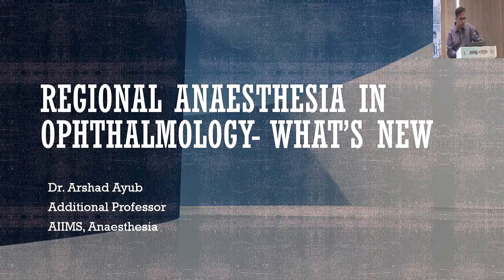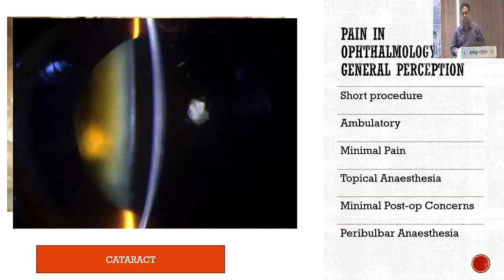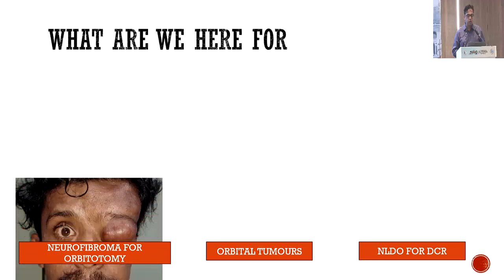So initially when I joined the RP center around 7 years back, my perception was ophthalmology is all about cataracts, which is a short procedure, which is ambulatory, which has got minimal pain and can be done under topical anesthesia or peribulbar anesthesia. Then I got a shock that no, this is not.